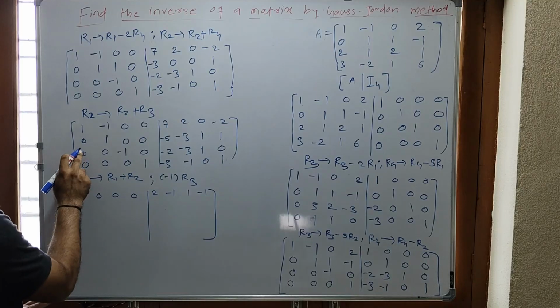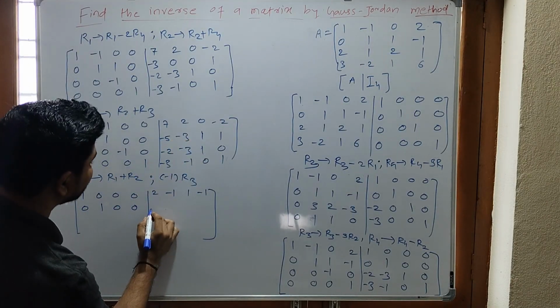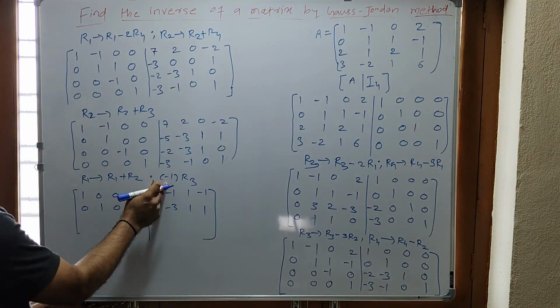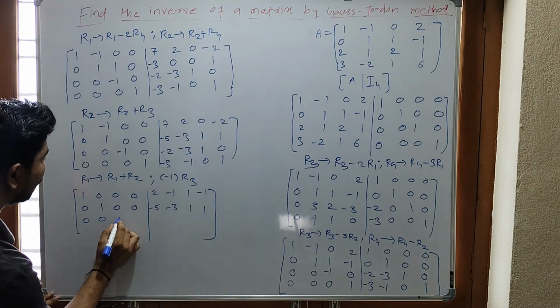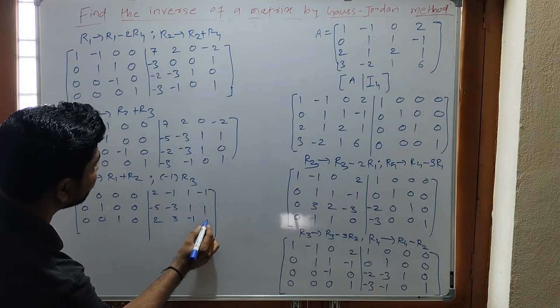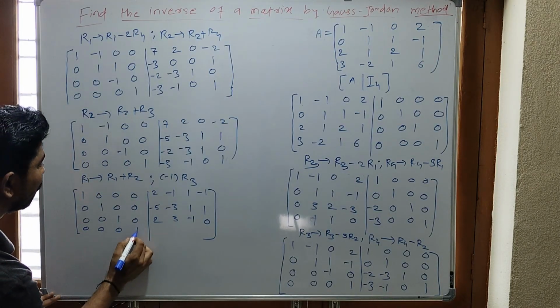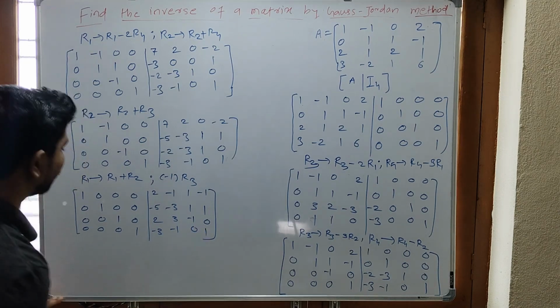Here row 2 is as it is 0, 1, 0, 0. Here this is minus 5, this is minus 3, 1, 1. Now here I am multiplying minus 1 to the entire row R3. This is 0, 0, 1, 0. Here 2, 3, minus 1, 0, and row 4 is as it is 0, 0, 0, 1, and this is minus 3, minus 1, 0, 1.